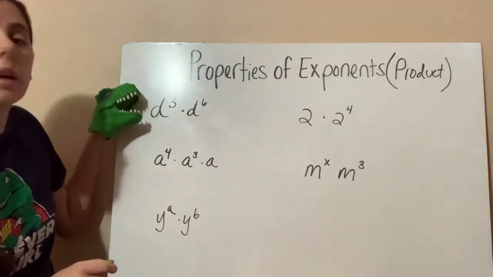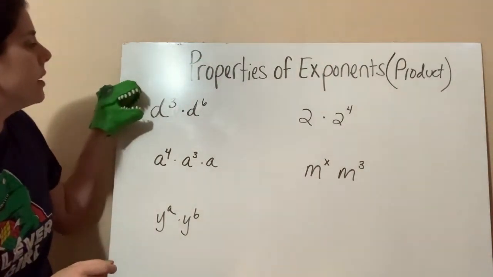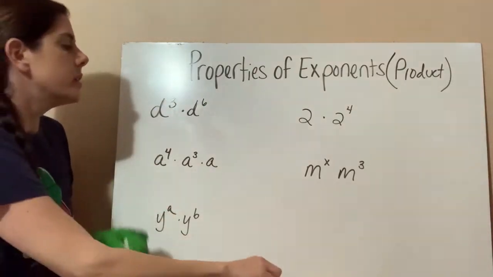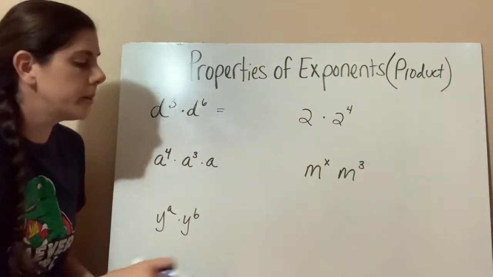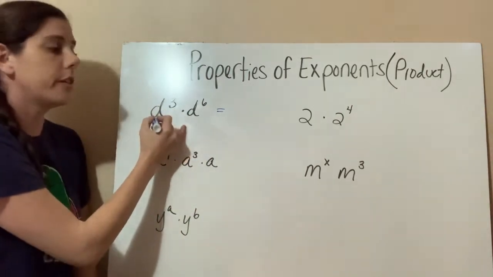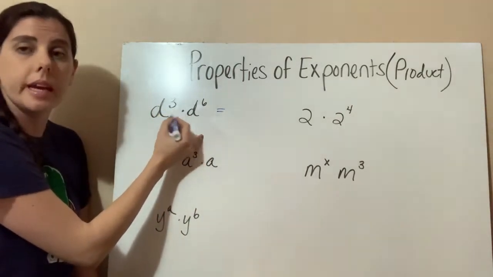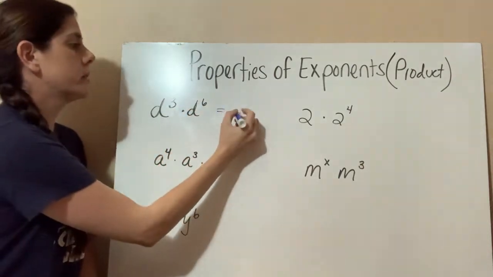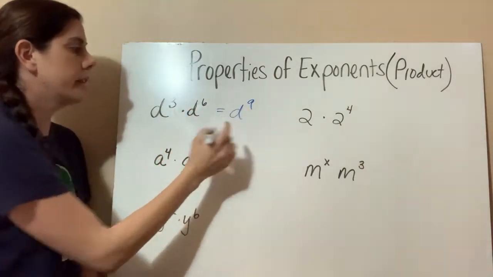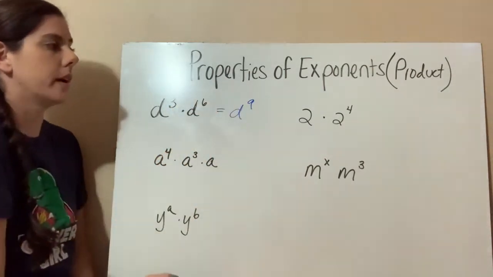So our first one is d to the third times d to the sixth. So we'll go ahead and use our blue to put our answers down. So are the variables the same? The bases are the same. They're both a d. So we're just going to add 3 plus 6. So d to the ninth. 3 plus 6 equals 9.